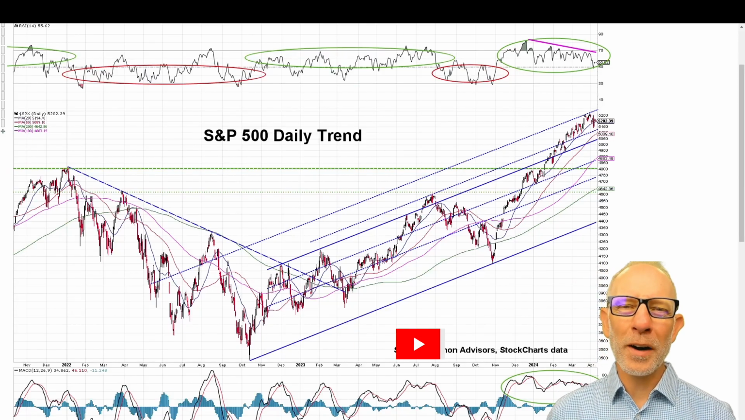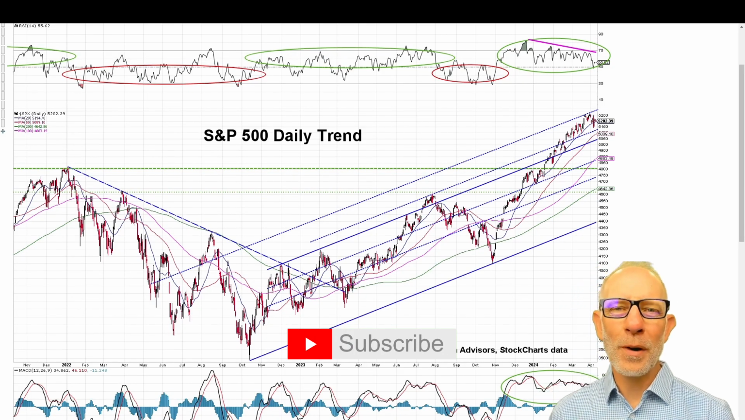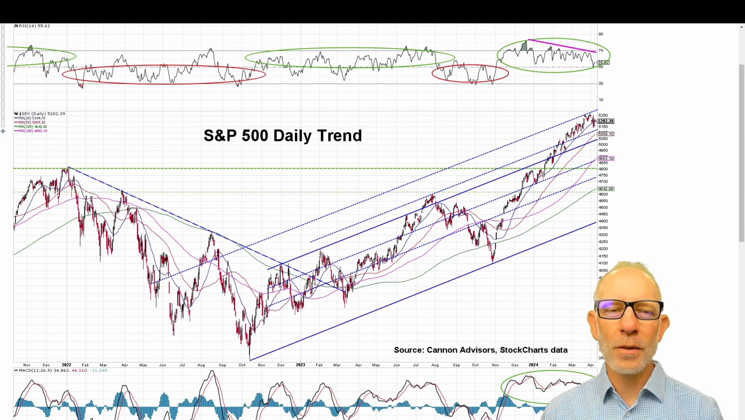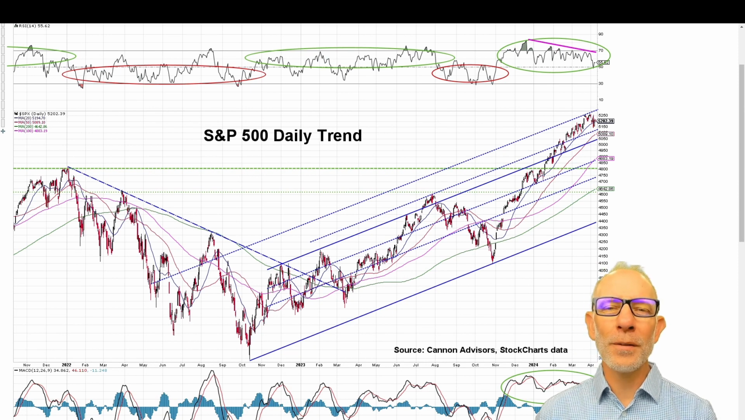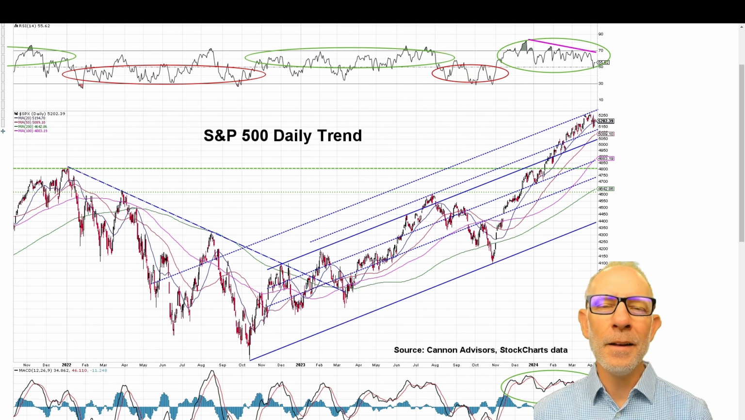All right, so if you watch Markets in 5, then this won't be a surprise. My two favorite indicators that I like to use, my go-to indicators, are RSI combined with MACD. So what is RSI and what is MACD?